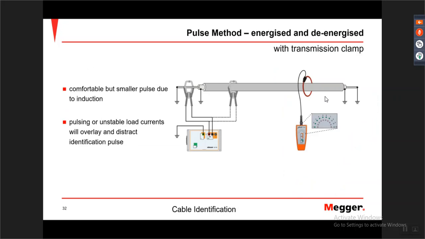Comfortable but small pulse due to induction. You can get an induction clamp. If you cannot connect directly into a consumer unit, you can use an induction clamp around the cable to induce the signal into the cable. Pulsing and unstable load currents will overlay and distract the identification pulse. Again, this can lead to nulling of the signal and not recognizing the cable.